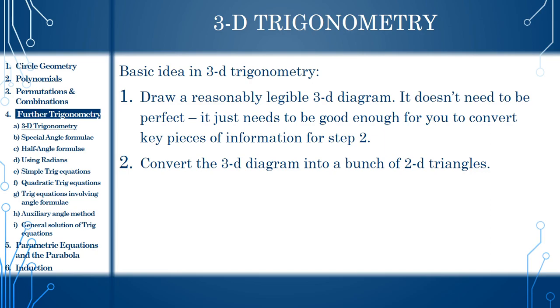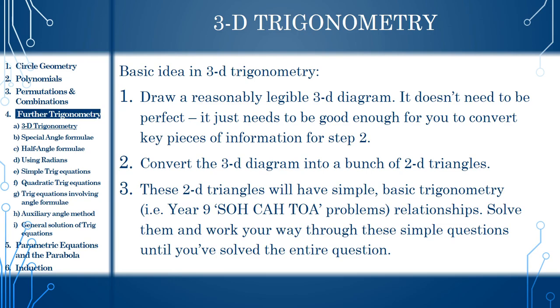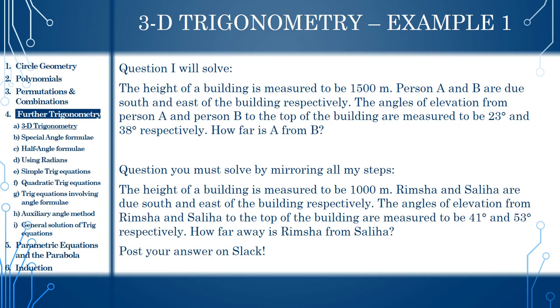I mean, we've practiced in 2-unit maths. We've practiced sine rule, cosine rule, trigonometry, SOHCAHTOA. We know how to do those. We can do those really easily. So convert the 3D diagram into a bunch of 2D triangles, and the question becomes a piece of cake. Really, it becomes really easy. And because these 2D triangles will have simple basic trigonometry relationships such as SOHCAHTOA, Pythagoras' theorem, sine rule, cosine rule, whatever.